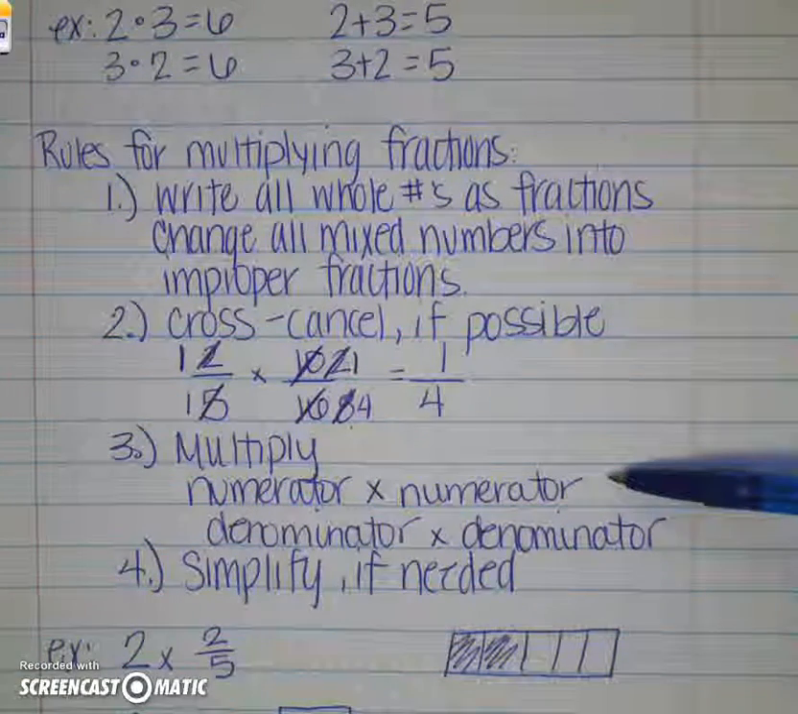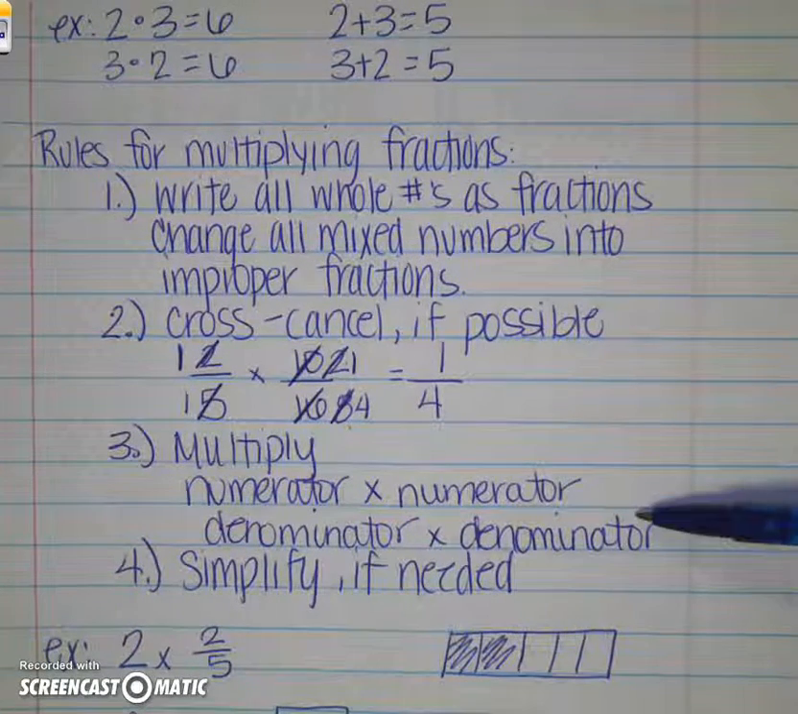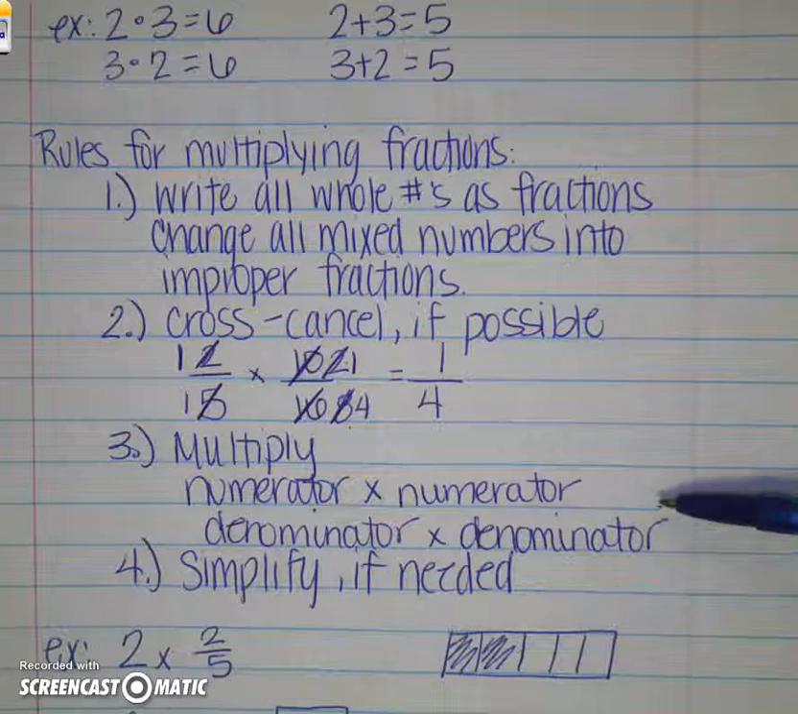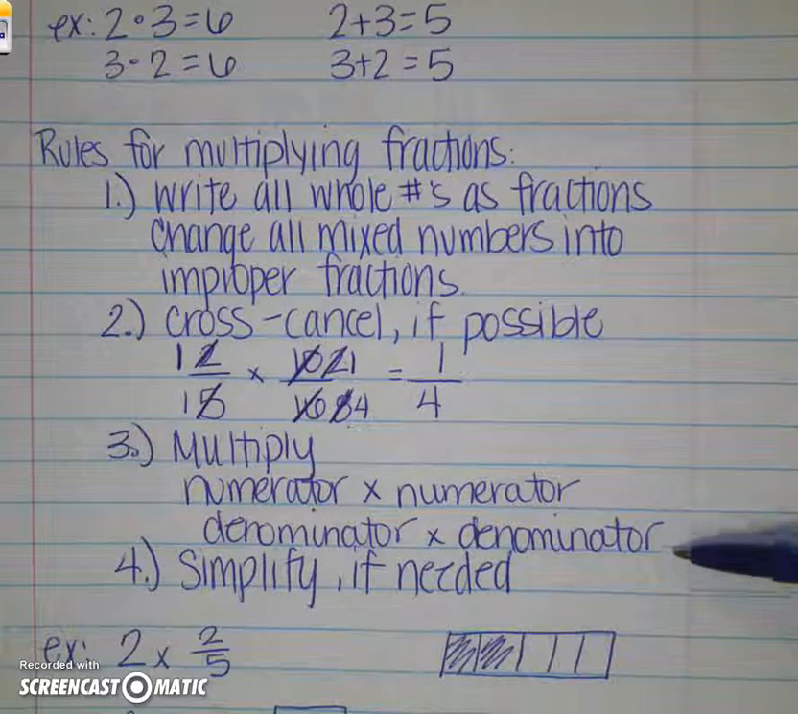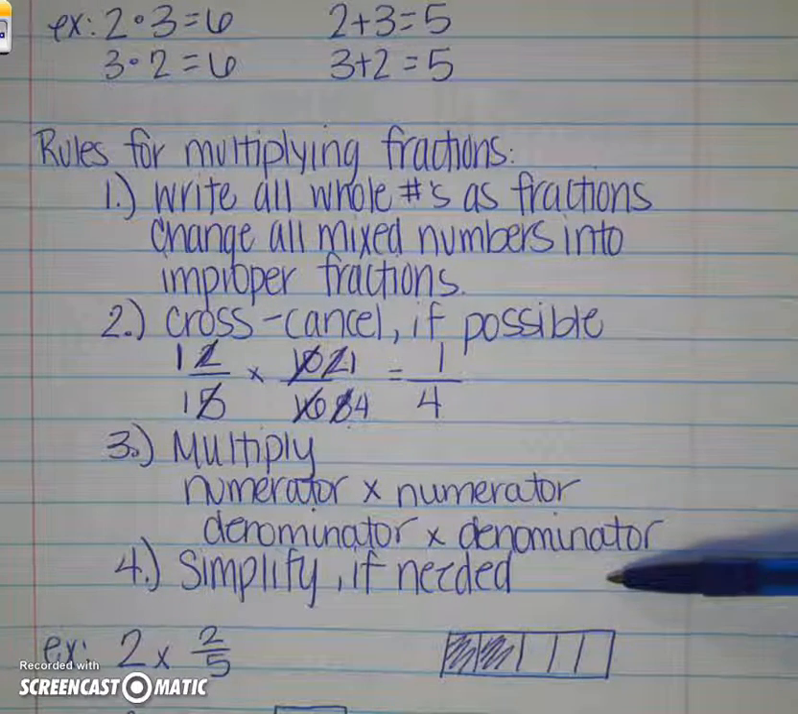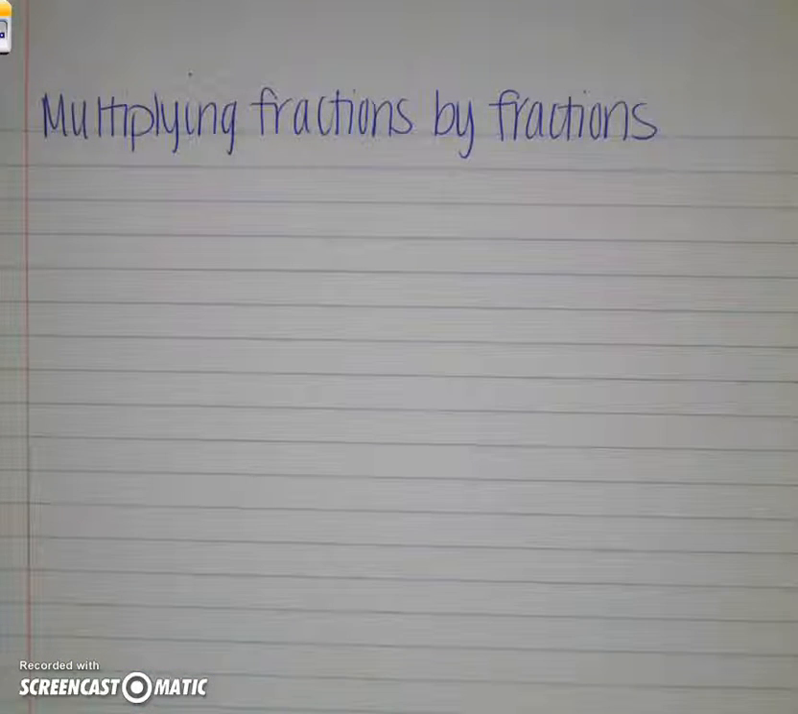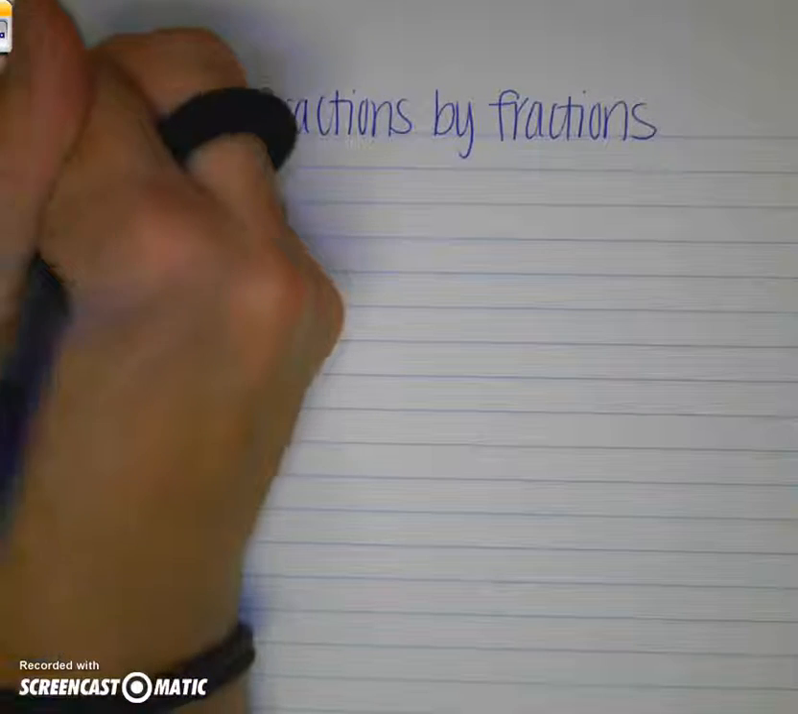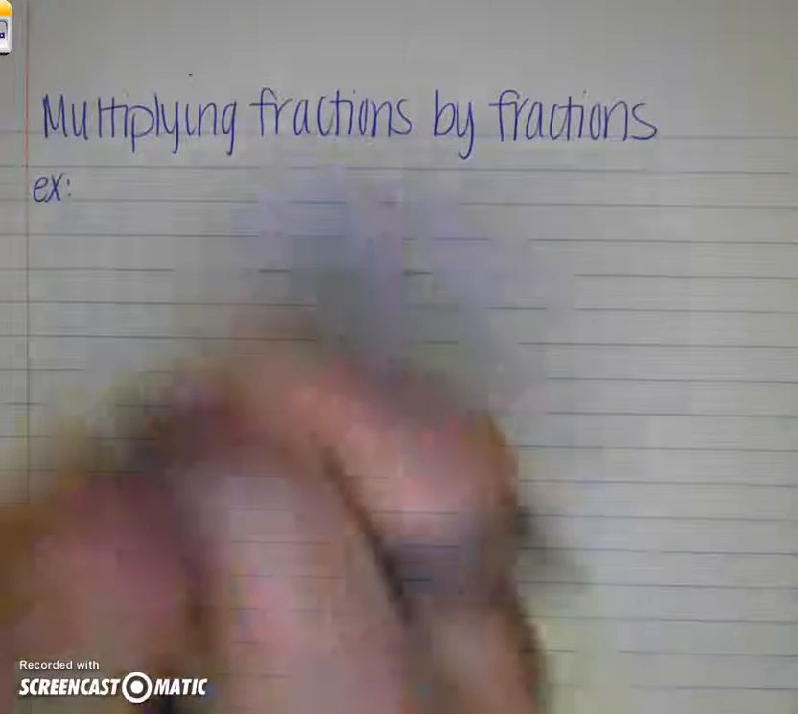All right, let's look at step number 3, because this is where we're going to be at today. When we actually get to the multiplication part, we're going to multiply the numerators times the numerators, and then the denominators times the denominators. At the very end, if you can simplify, we're going to do that. So we're going to use these steps, and we're going to practice multiplying a fraction by another fraction.